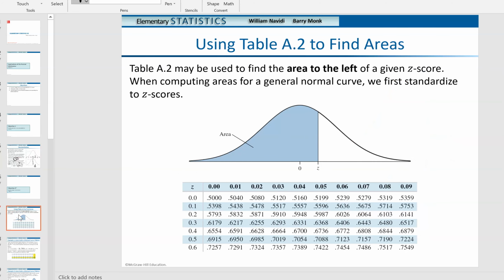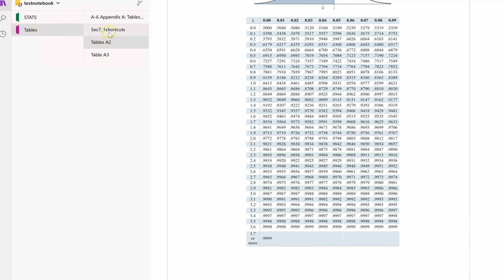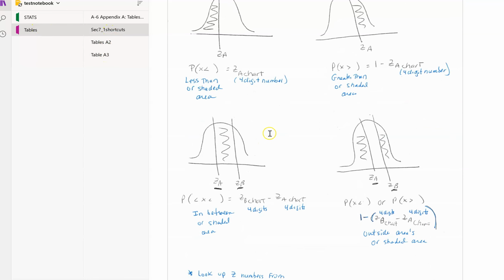Table A2 may be used to find the area to the left of a given z-score. We talked about area to the left, and then I had my extra chart there to help us out. If we look back over here at my shortcuts: to the left, you look up the number, that's the answer. If it's shaded to the right, you look up the number and subtract it from 1. In the middle, you look them both up and subtract them from each other, and then the outside edges.